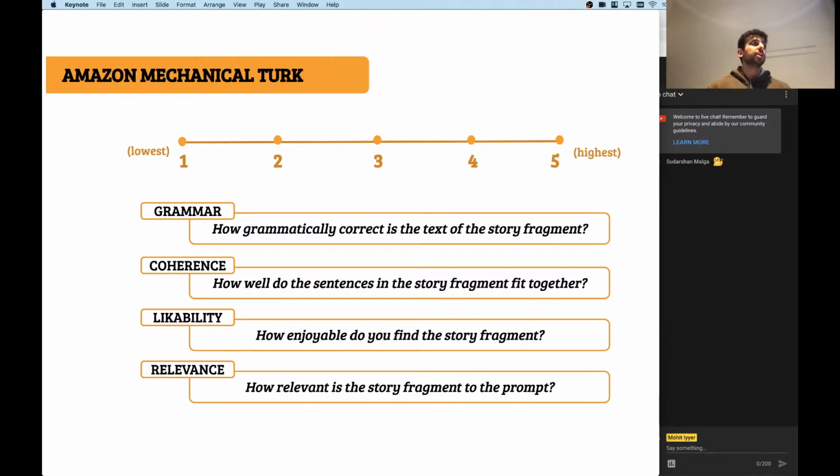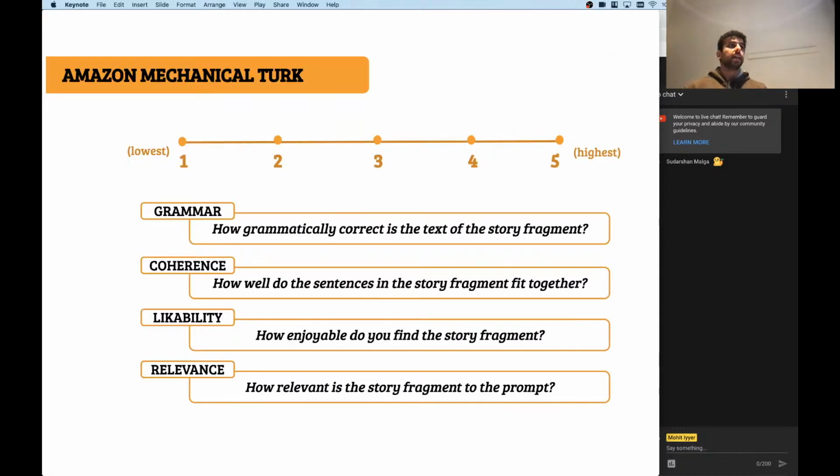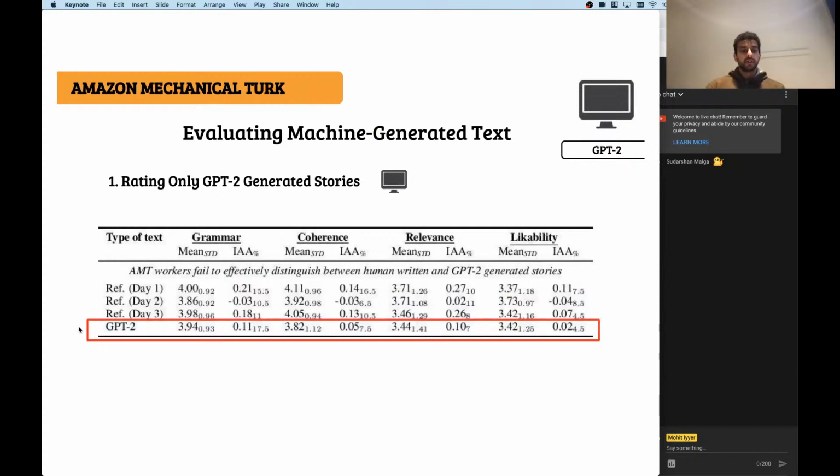There's extremely high variance. Some people might find the story about Link fascinating if they're a fan of the franchise. Others may not find it very compelling. Finally, relevance. How relevant is the story to the prompt? So you can ask these raters to rate the machine-generated stories and the human stories. And one interesting finding that my postdoc found in her experiments was that the Mechanical Turk workers cannot distinguish between the machine-generated and human-written stories on these different metrics.